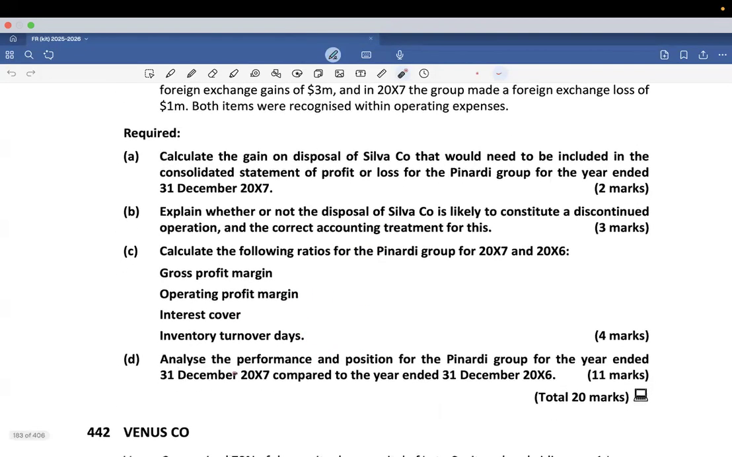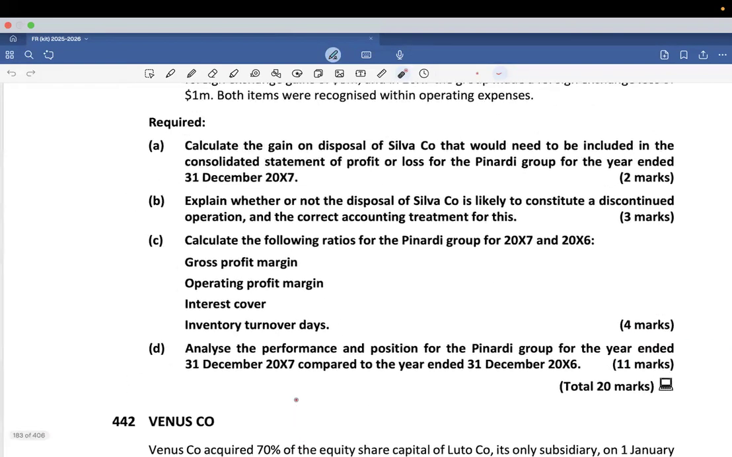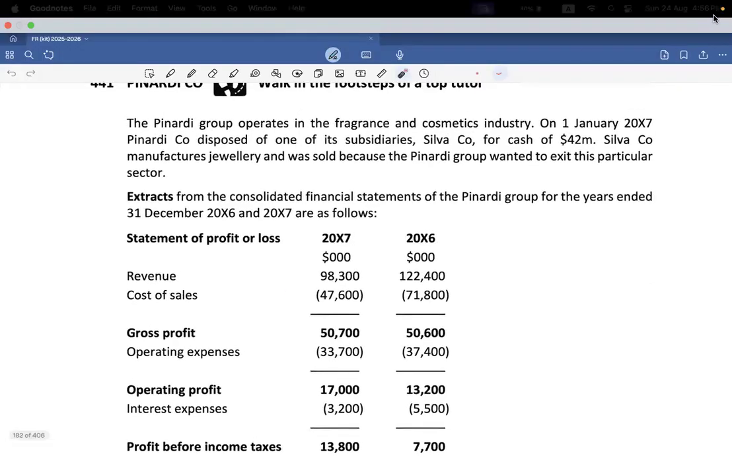Clear? Now, this is the calculation part. See, it is only for 4 marks, only for 4 marks for the formulas that you calculate. The higher end, 11 marks, is for interpretation. That is what conclusion you arrive at from the formulas that you have calculated. Understood? So D is analyze the performance and position for Pinardi Group for the year ended 31st December 2007. Compare it to 31st December 2006. Understood?